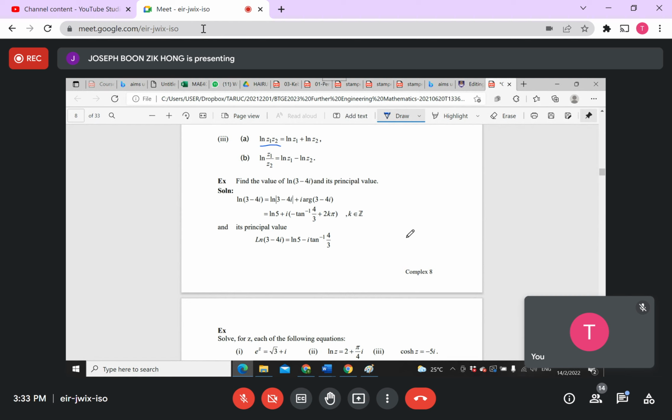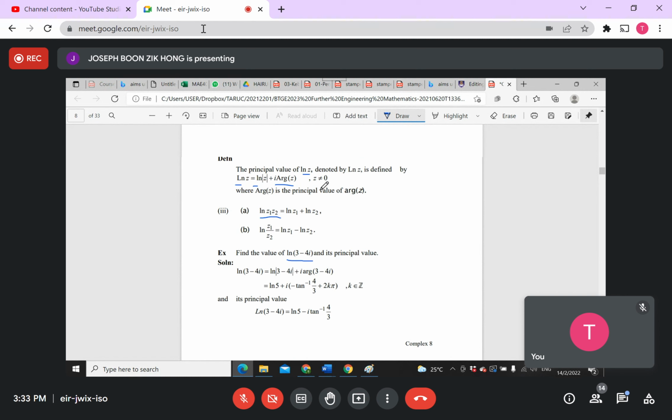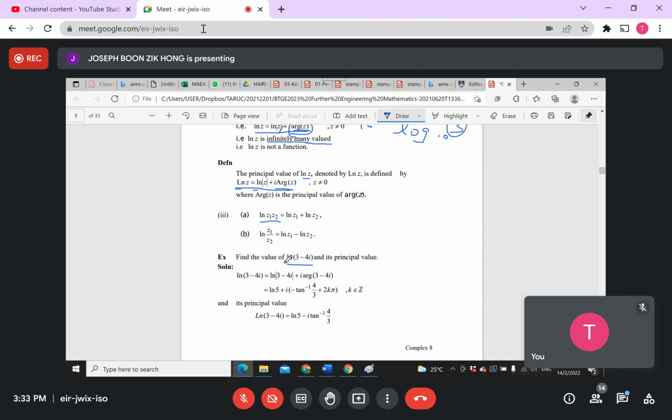Okay, so now let's see. They said I want to find ln of 3 minus 4i and its principal value. So according to the formula, I want to find ln of this one. That means I need to find the modulus of 3 minus 4i first. The modulus of 3 minus 4i will be the square root of 3 squared plus 4 squared, which is 5. Okay, I directly give the 5.